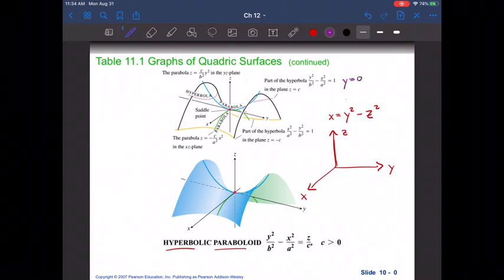If y equals 0, we have x equals -z squared. That's going to be a negative parabola in the xz plane. So this is x, this is z. We rotated this so that the y-axis is pointing out toward us. This is x, this is z, right? We have to have a parabola that faces backwards this way in that plane.